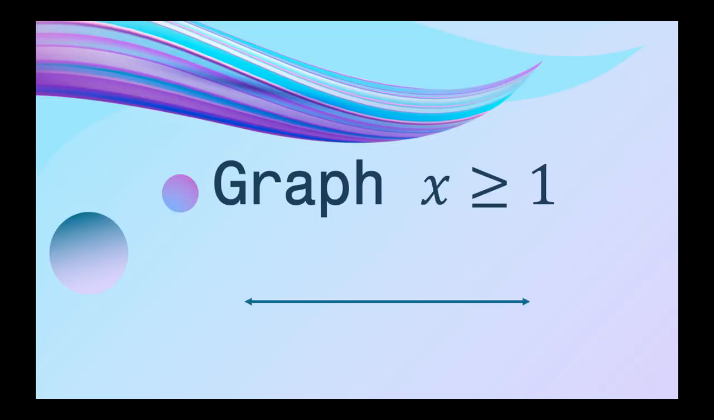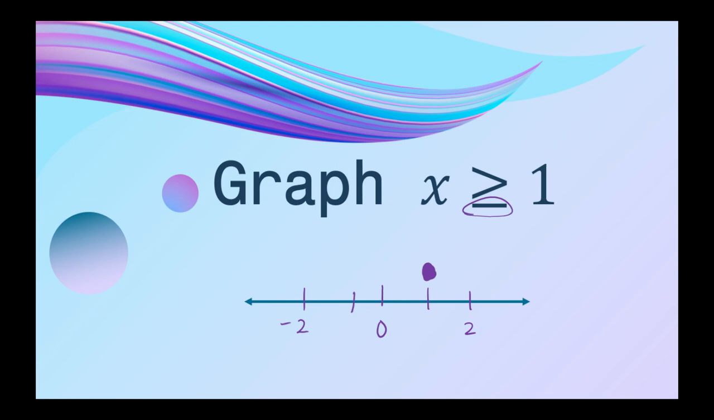Let's try another one. So we're going to graph x is greater than or equal to 1. Again, my number line is just blank. I'm going to fill in my own numbers. This time I don't even need as many. And where x is greater than or equal to 1, I'm going to make a closed circle this time. Now, how did I know it was supposed to be a closed circle? Because it has that equal to underneath.